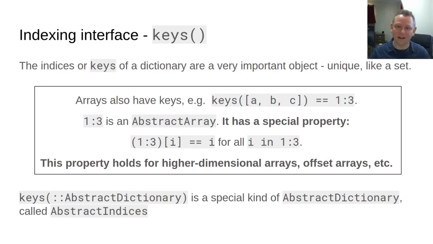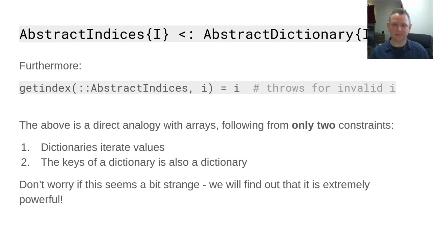And the same property holds if it's a Cartesian index. It's a high dimensional array. You get exactly the same thing with Cartesian indices. If it's an offset array, you get exactly the same thing with the indices of an offset array. Okay, even if the array doesn't start at index 1, you still have that property that when you index the keys, you get the key back. So what we have here, we don't just define abstract dictionary, we define another abstract supertype called abstract indices, which the keys of a dictionary must return. So the abstract indices themselves are a type of abstract dictionary.